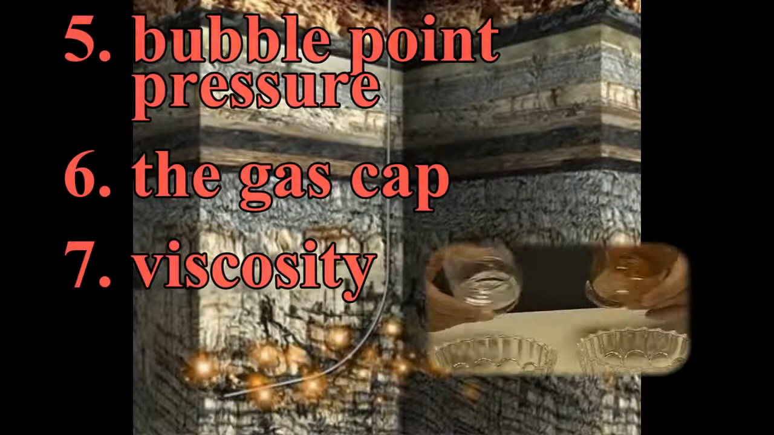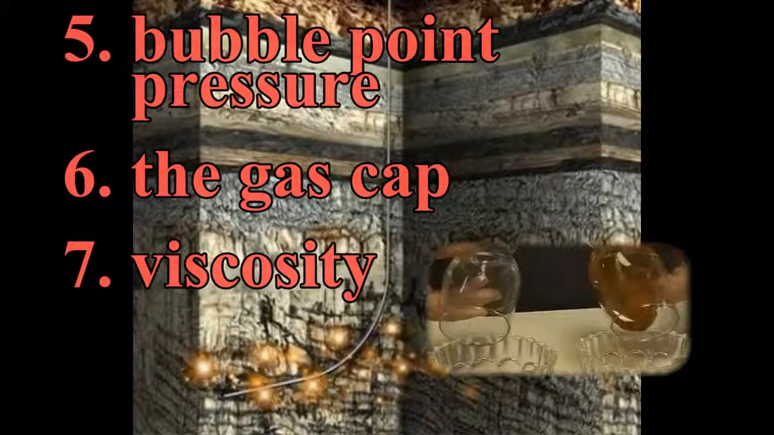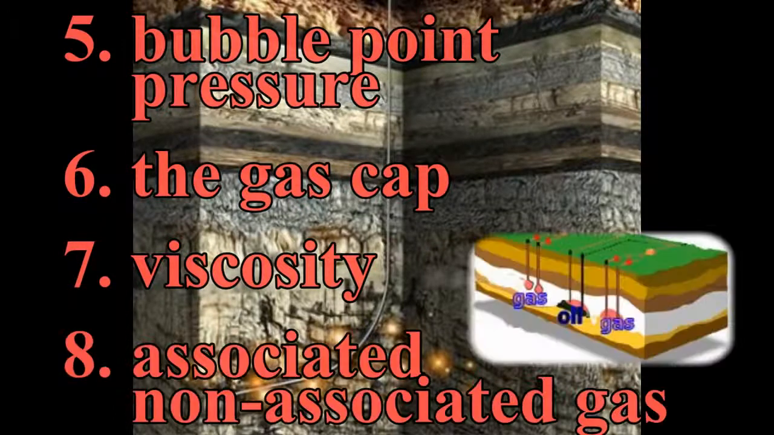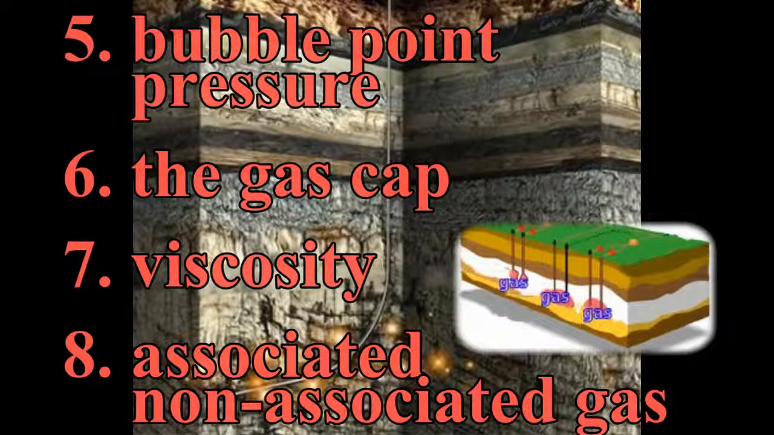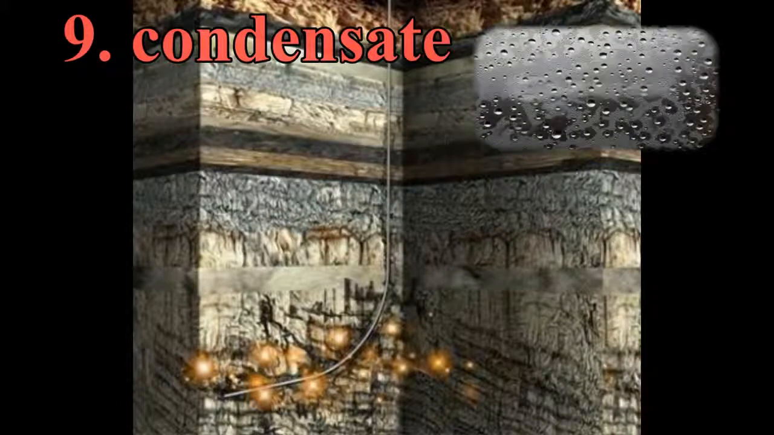7. Viscosity, or mu, measures the resistance of flow rate of a fluid because water and different types of oil flow at different rates. 8. Associated gas is found with black oil. Non-associated gas is found by itself without the presence of black oil. 9. Condensate is gas in the reservoir that converts to a liquid at surface atmospheric conditions, like steam on a mirror.